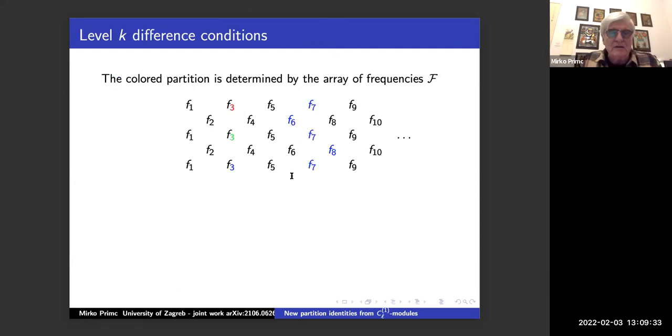So the colored partition is determined by the array of frequencies f, and I'll write something like that: f1, f1, f1, and it looks the same, but it's not. So this f1 refers to 1 on the top of the array, on the first row, and this f1 refers to the one on the bottom row. It becomes obvious if we color 3 in red, green, and blue, then it is clear that these are different f's. But we will skip this coloring.